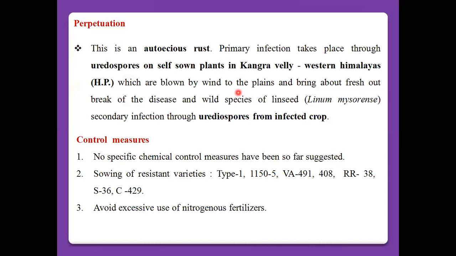Okay, perpetuation is the same, that is, this rust is also known as an autoecious rust. Primary infection takes place on the early sown crop present in the Kangra valleys or western Himalayas, means Himachal Pradesh, and secondary infection is by uredospores from the infected plants through wind, airborne. Then the control measures: growing resistant varieties Type 1, VA, RR. These are the cultivars resistant against the rust disease seen in the linseed crop.